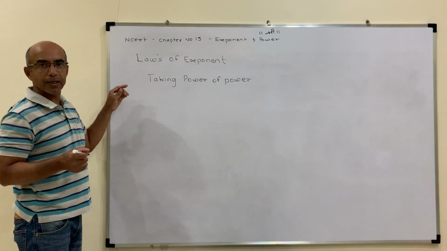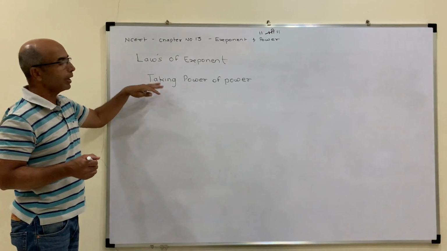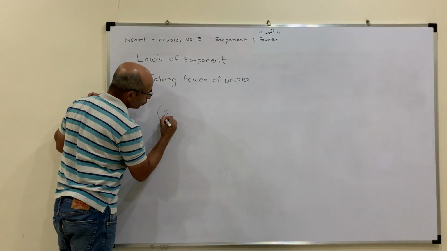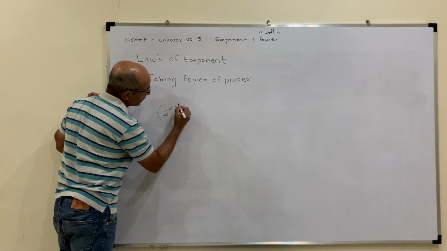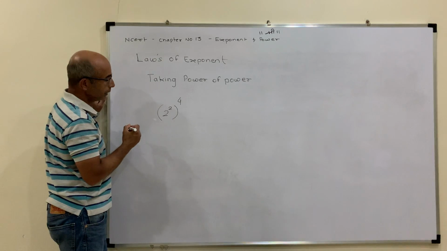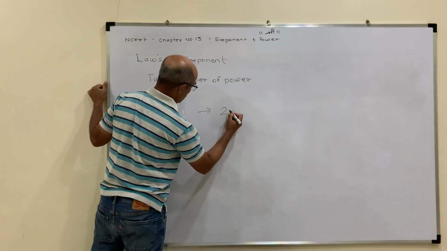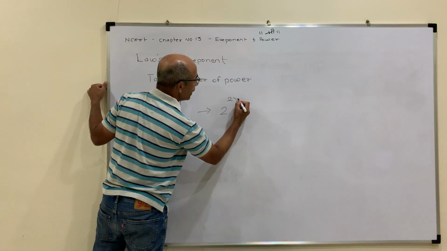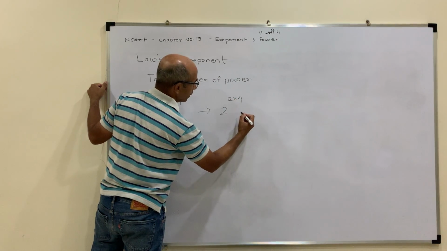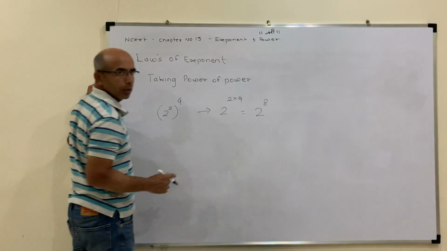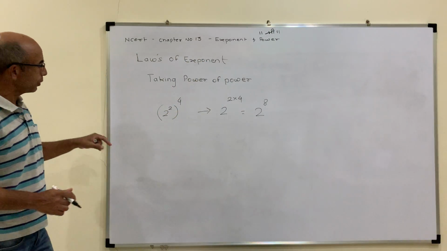Now let's take one more example to understand this power of power. Now I am saying 2 square raised to 4. So according to this rule, my answer should be 2 raised to 2 into 4, that is equal to 2 raised to 8. Now how does this 2 raised to 8 come out to be?